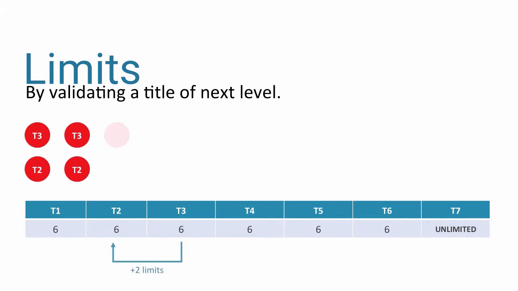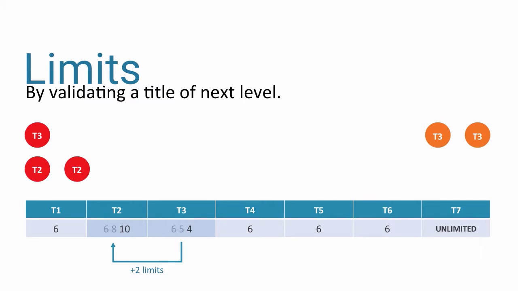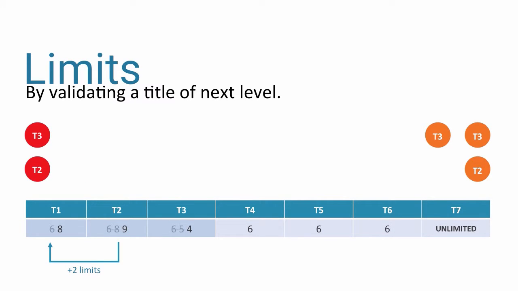The validation of 2 T3 gave us 4 limits to T2, so that T2 got 10 limits total. T3 limits had reduced to 4 limits total. Then we validated 1 T2, so that T1 got 2 more limits and T2 lost 1 limit. So now we have 8 limits for T1 and 9 limits for T2.